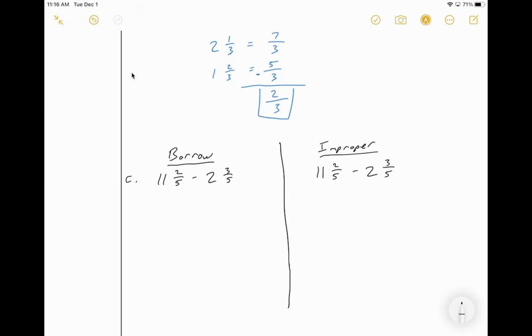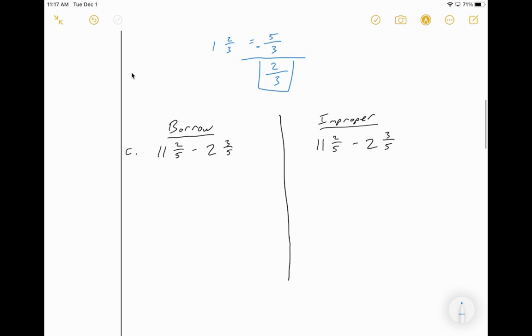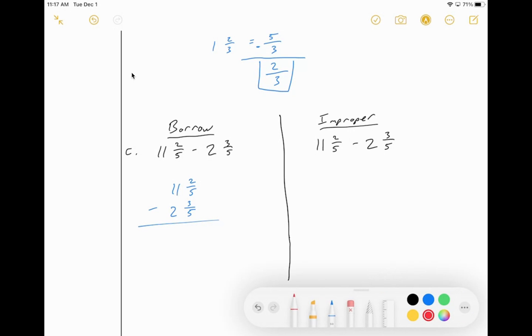All right, so let's do the borrow method first. Again, the more practice you get with this one, the easier it becomes. 11 and 2/5 minus 2 and 3/5. So now we know we need to borrow because the bottom is bigger. So we're going to borrow from the whole number. All right, here we go. The 11 becomes a 10. And the 2 doesn't become a 12, right? You don't just say, oh, that's 12. Remember, you have to add 5 here so that it becomes 7.